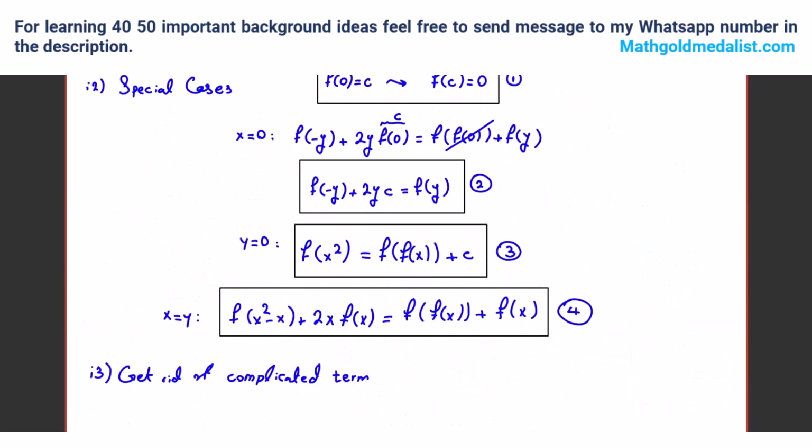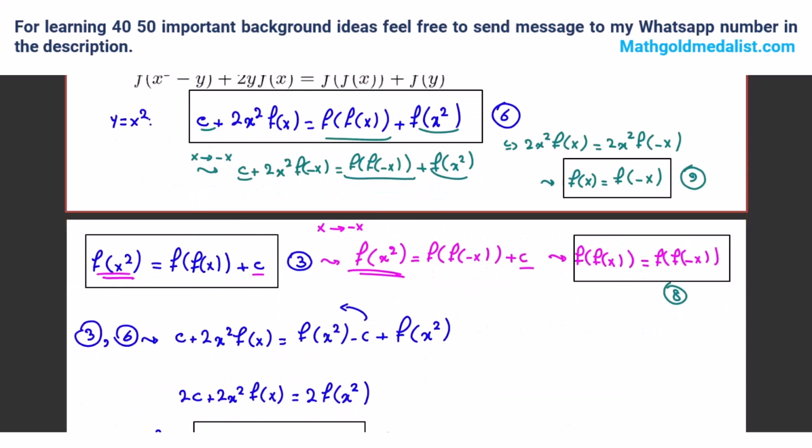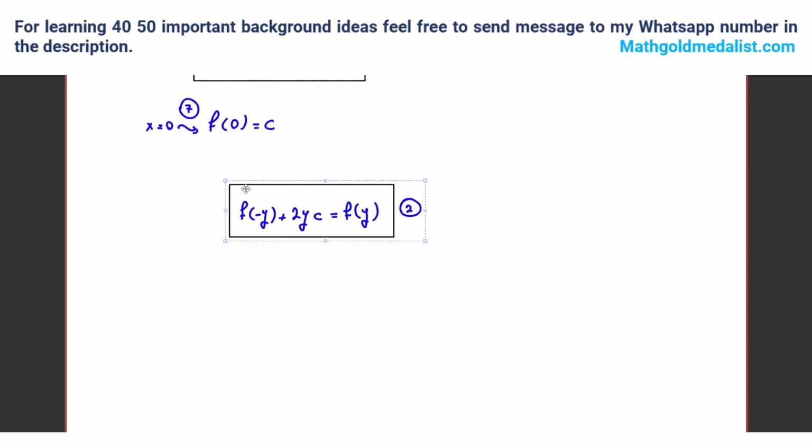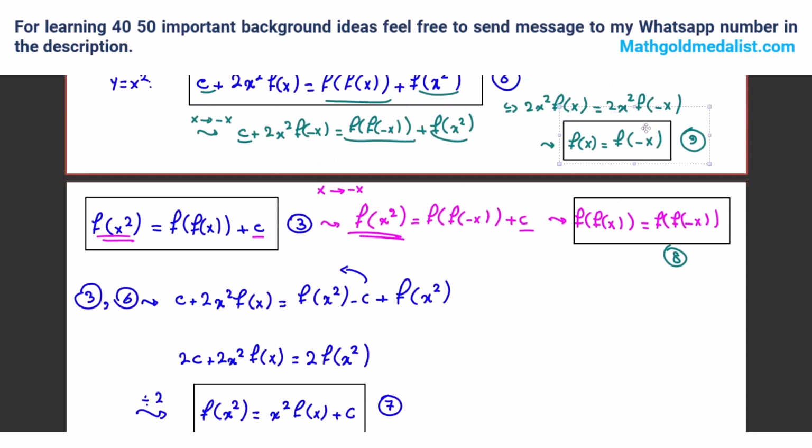And f of x is equal to negative x. If we use 9 here, this one is equal to this one. So we can say 2y c equals 0, so c is 0. Okay, so let me combine this from 2 and 9. 2 is this one, 9 is this one.